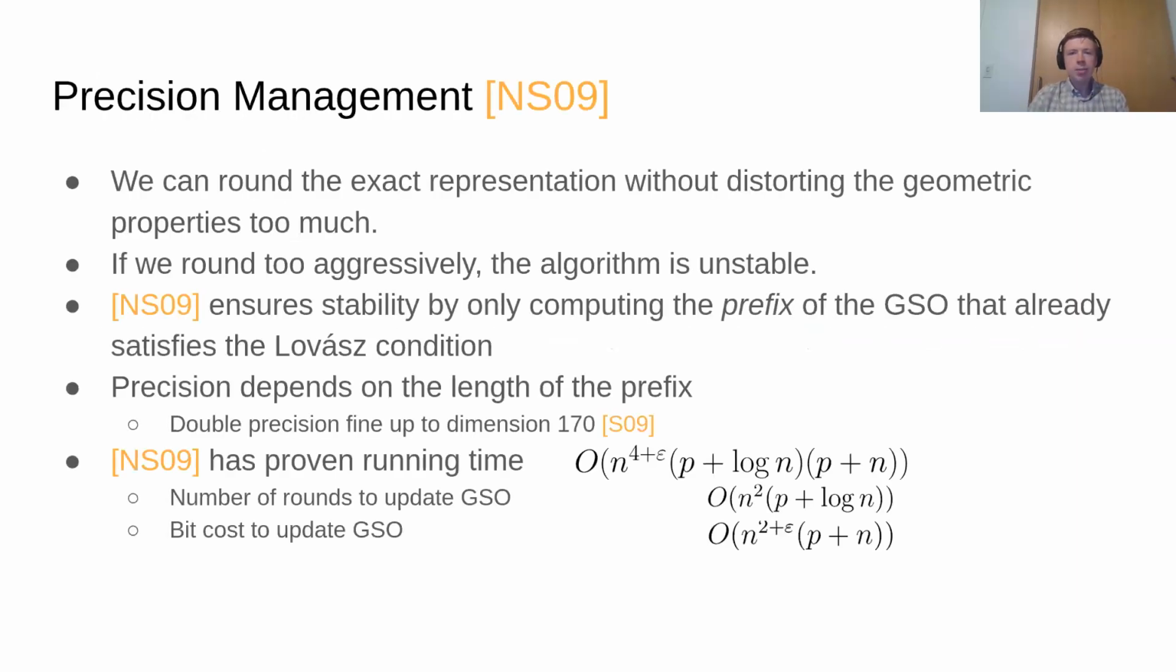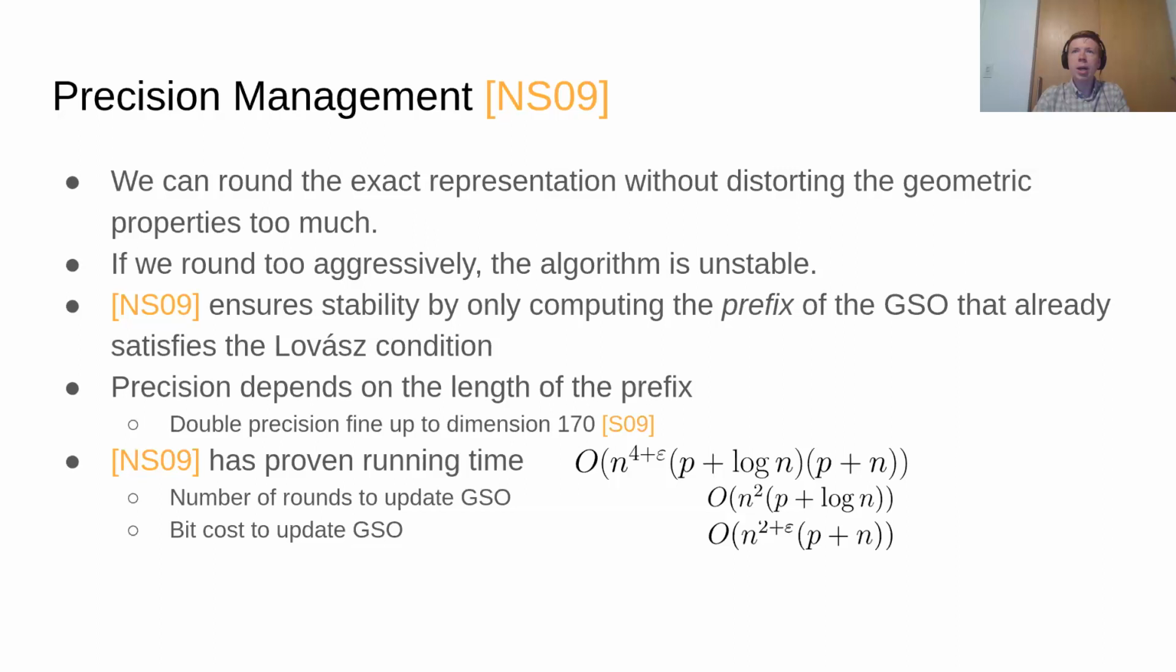So the first paper to provably do this for lattice reduction was the algorithm of Nguyen and Stehlé from 2009, also known as the L2 algorithm. And they observe a condition where you can round these values. So they show that it's stable to do this if you only consider the prefix of the Gram-Schmidt orthogonalization.